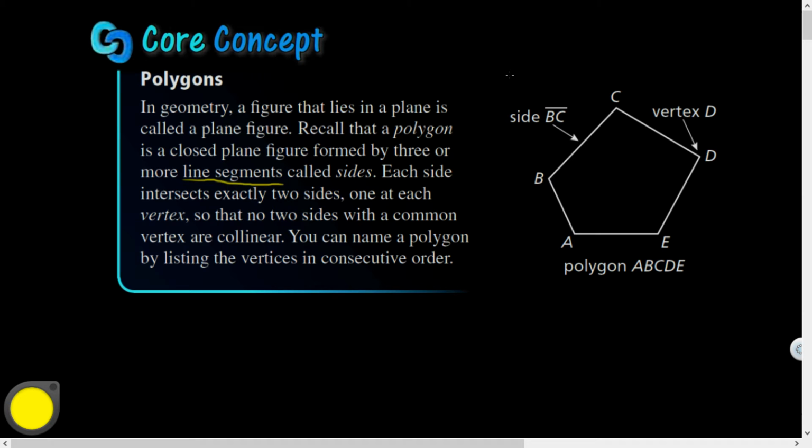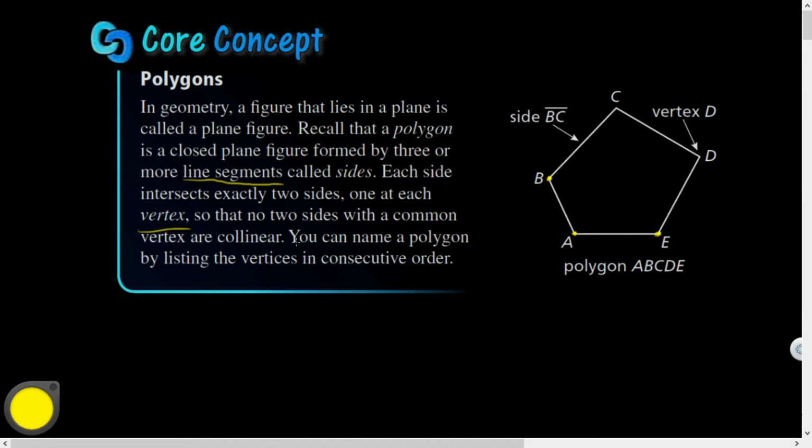Notice it says three or more, because can I draw two line segments that connect? I can't get this one to wrap over. No, so it's got to be three or more. So like triangles or more sides than that. Each side intersects exactly two sides, one at each vertex. So the vertices you can see are labeled with the A's, the B's, the E's, etc. So that no two sides with a common vertex are collinear, right? So if there was a point F here, those aren't two separate sides. That's just one side. That doesn't count.